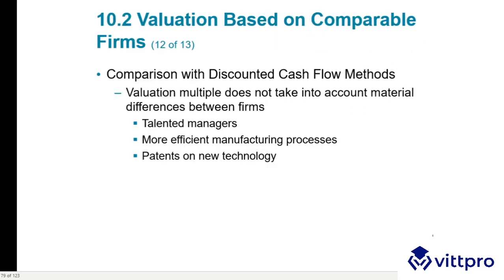But the problem with valuation methods based on comparable firms, again, as I already explained, is that they don't take care of differences between firms due to talented managers, manufacturing processes, patents, or any other things which give the company an advantage over the other companies, right? So they are not able to take care of those adjustments.